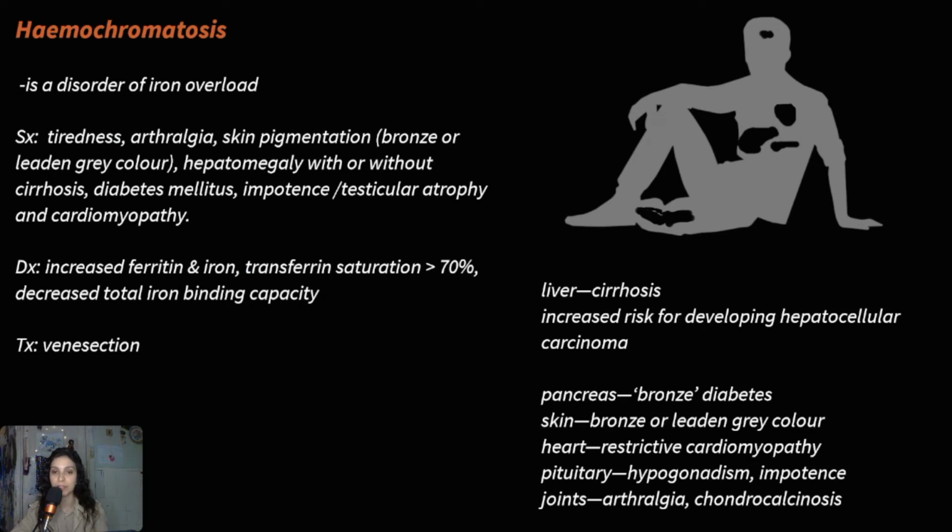So next is hemochromatosis. It's a disorder of iron overload, and it leads to damage to the heart, liver, pancreas, joints, and pituitary gland. So you see, there are a lot of symptoms. It's tiredness, arthralgia, skin pigmentation, hepatomegaly with or without cirrhosis, diabetes mellitus, impotence, testicular atrophy, and cardiomyopathy.